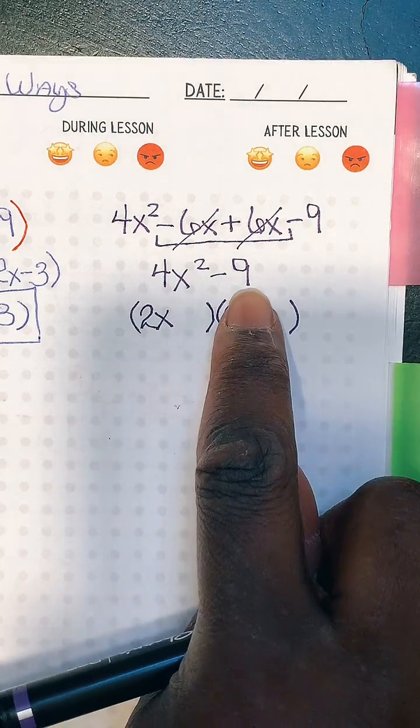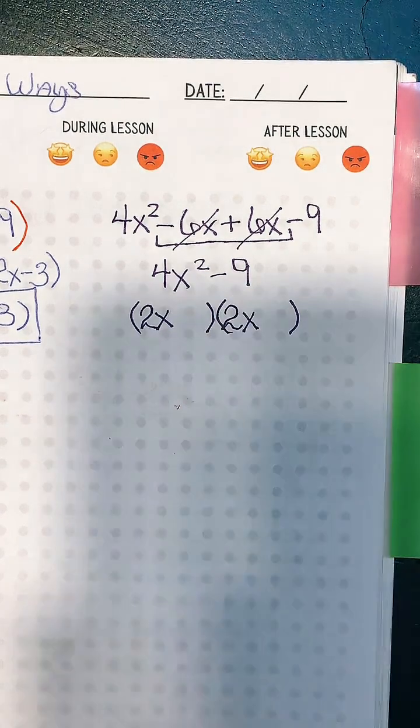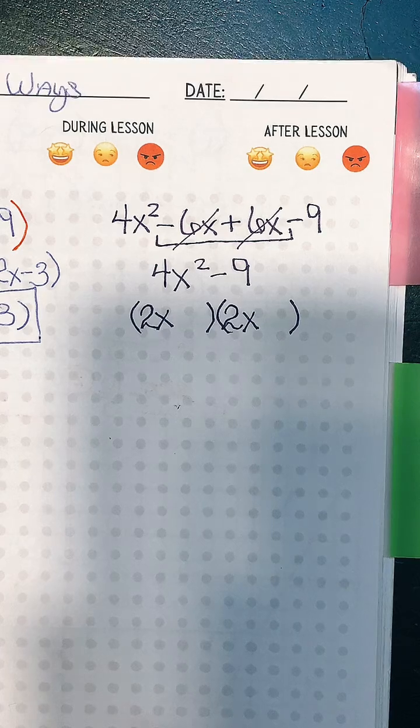Now, how about this -9? That looks like a perfect square as well. What two numbers will give me a -9? Okay, Brett, you got one of them.